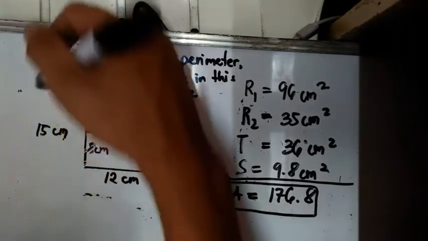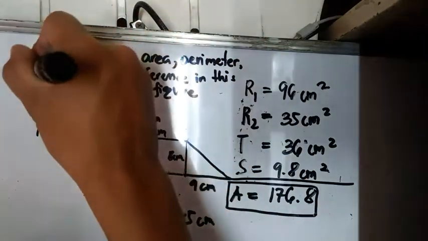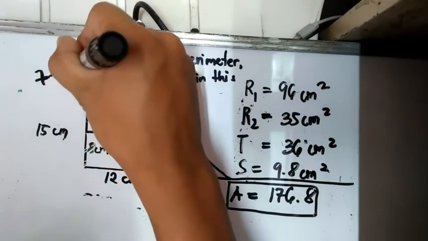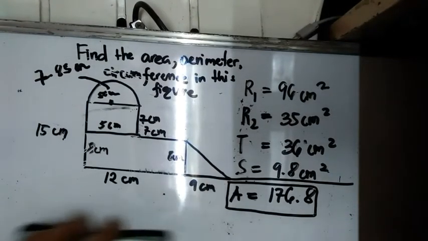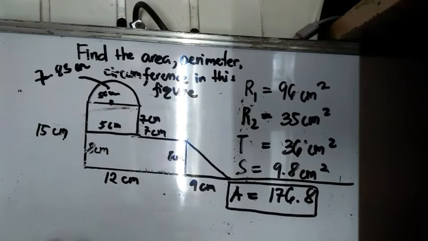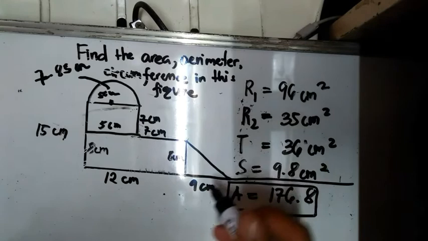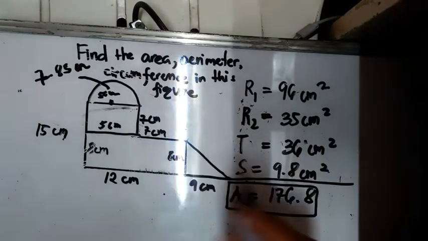So let's put it there. You can put an arrow. So this is 7.85 centimeters. Since we got the circumference of the semicircle, we're going to get the hypotenuse of the triangle, so we can get the perimeter of this figure.